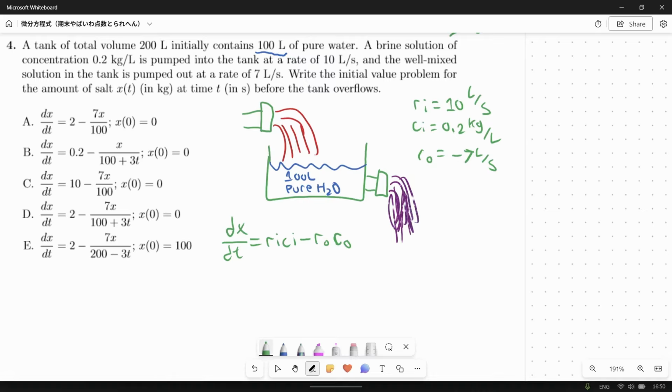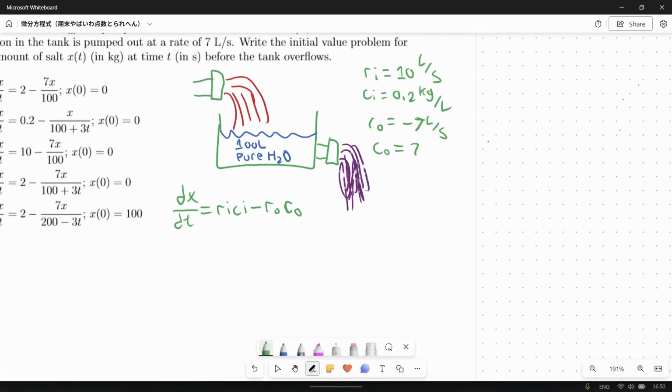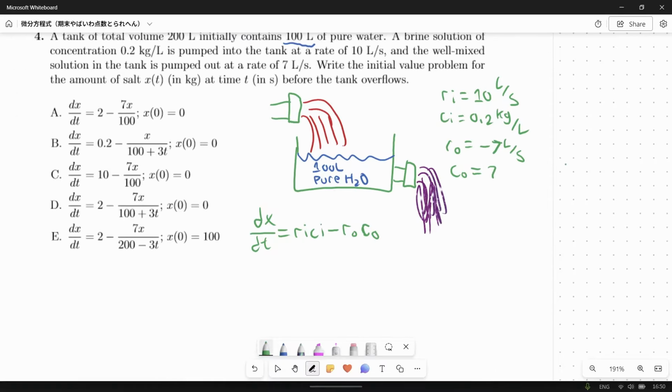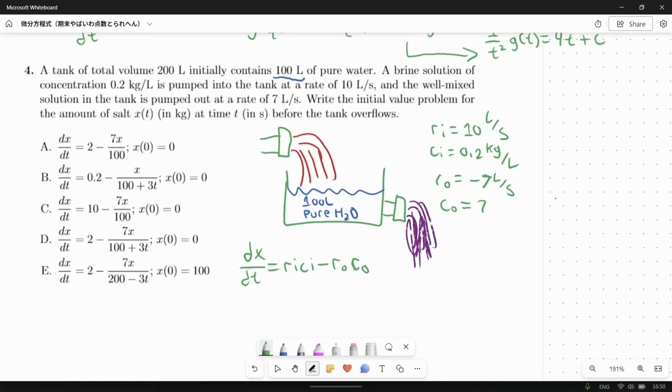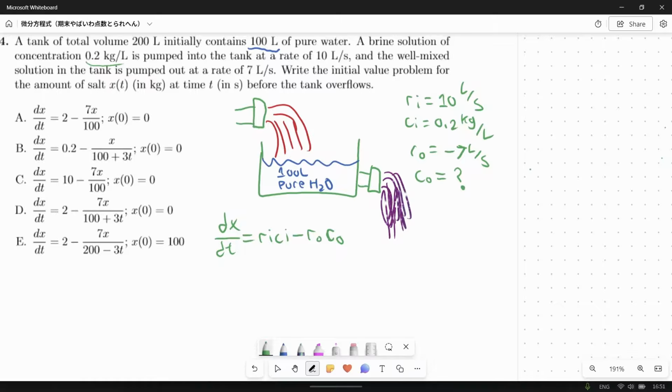And so now all we have to figure out is what our concentration out is going to be, because it's going to be different from the concentration in, because the concentration in, well, that's constant. It's given to us as 0.2 kilograms per liter, but the concentration out is different because now we have a well-mixed solution that includes both the brine solution as well as the pure water. So the concentration out, that's not supposed to be a 7, by the way. This is supposed to be a question mark, but my computer was acting up, so let me rewrite that. So now we have to figure out what our concentration out is going to be, and once we have that, then we can complete our differential equation.